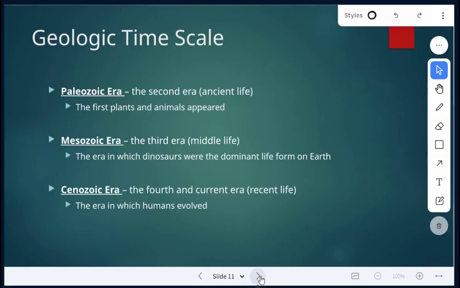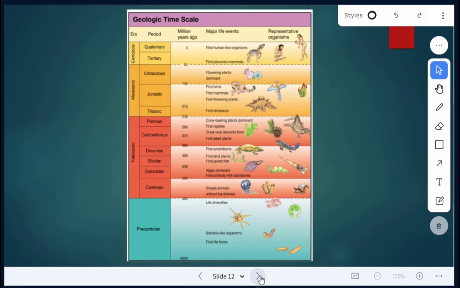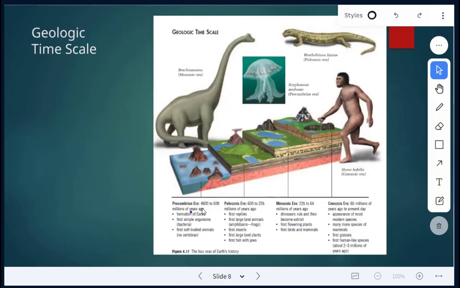I had a quick diagram to just show that. So here are the eras: Precambrian, Paleozoic, Mesozoic, Cenozoic. Then we can see periods here, Cambrian and so on, Jurassic, Cretaceous, and so on. So just to clarify, these were the 4 eras of Earth's history.